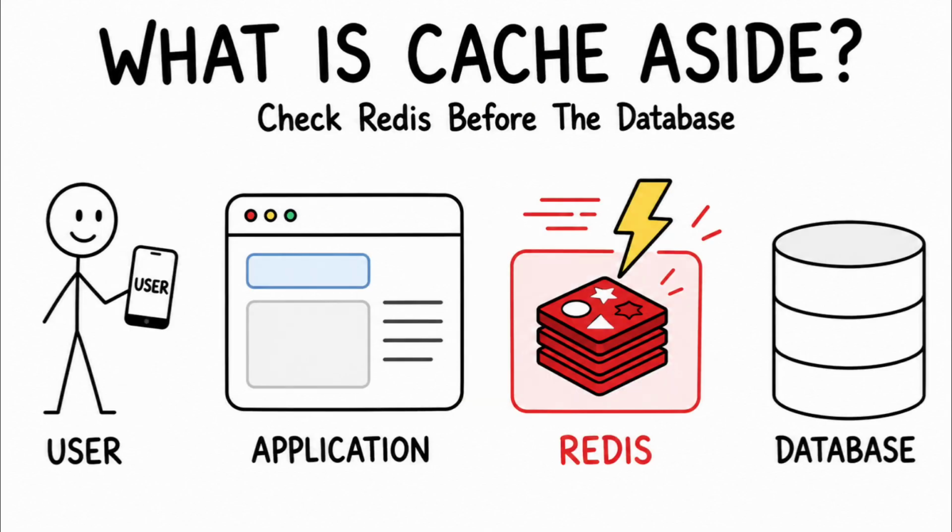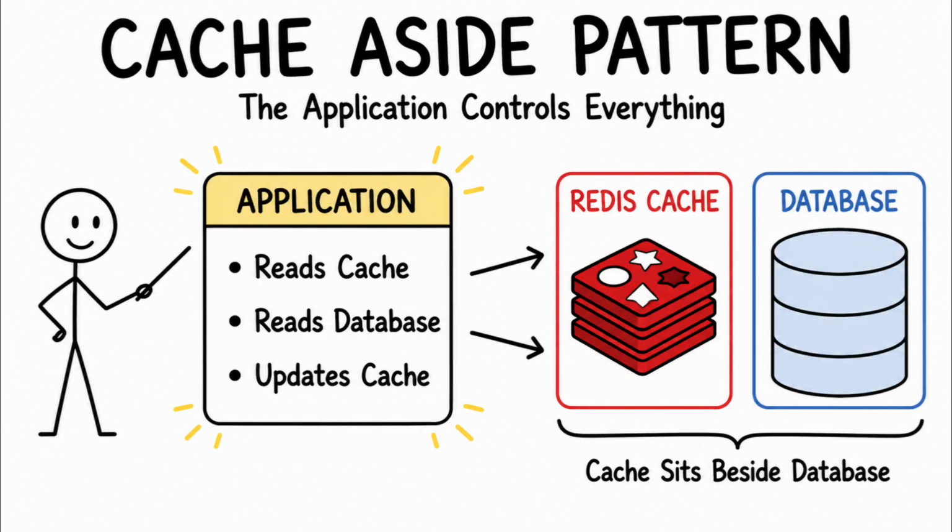What is cache aside? Think of Redis as a super fast storage layer, much faster than querying a database. Instead of directly going to the database every time, we first check Redis. And this idea leads us to cache aside. Cache aside is one of the most popular caching patterns used today. The application controls everything. The application decides when to read from cache, when to read from database, and when to update cache. The cache sits beside the database, which is why it is called cache aside.